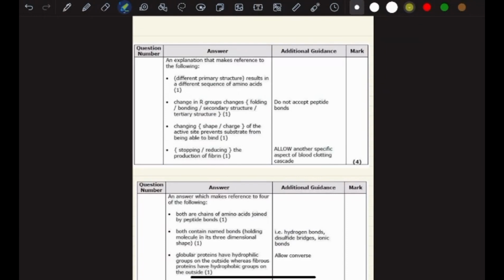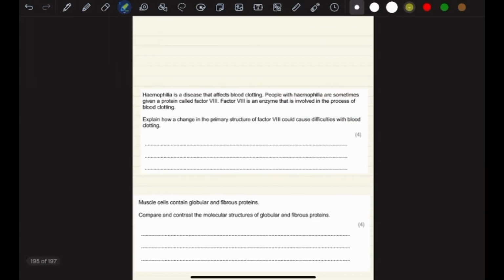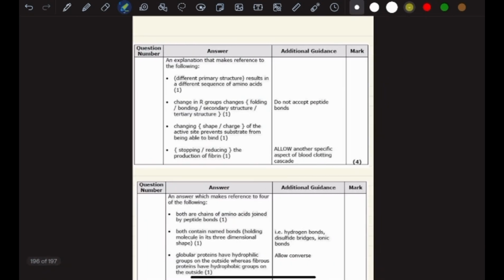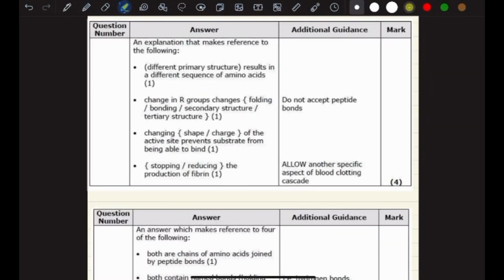Okay, so here are your answers. We're going to break it down. First of all, what are they actually asking me in this question? They said explain how a change in the primary structure of factor 8 could cause difficulties with blood clotting. Factor 8, what does factor 8 do? It tells me that factor 8 is an enzyme that's involved in the process of blood clotting. That's important context for me to know. So when we get to your answer, they're telling you that it's a mutation, right?